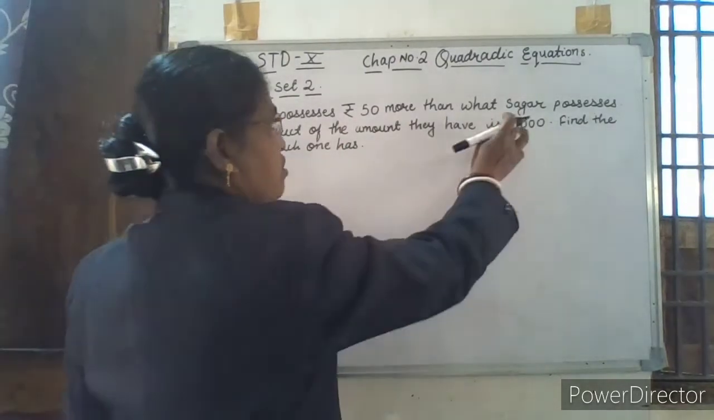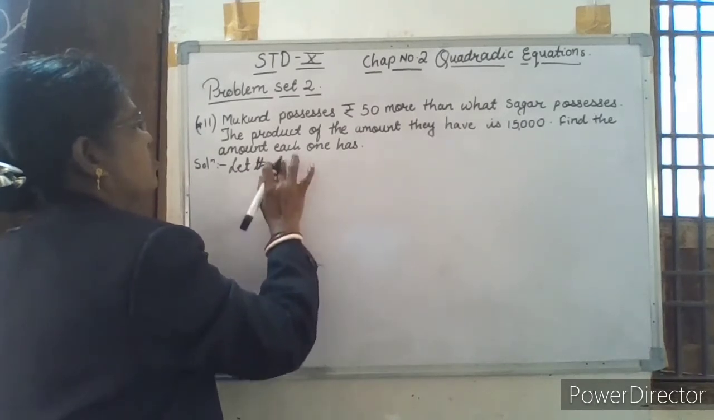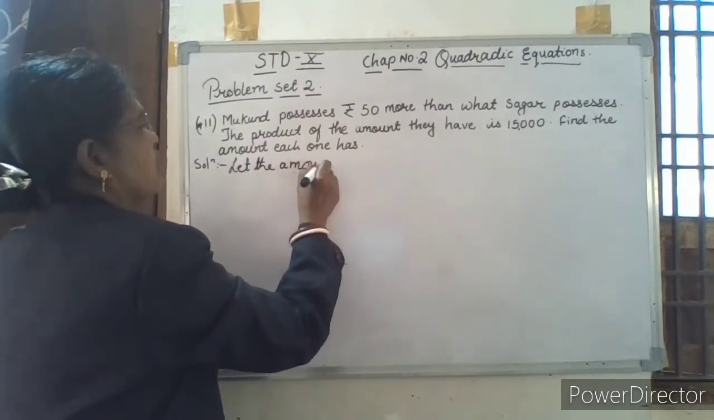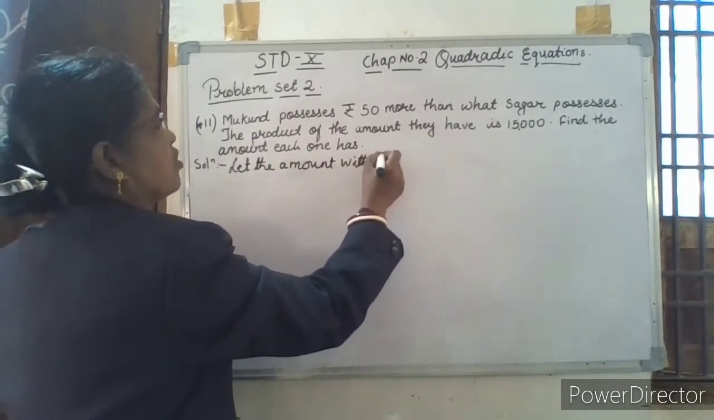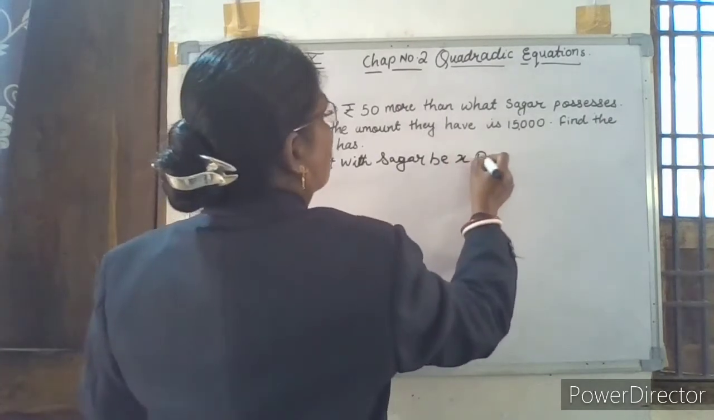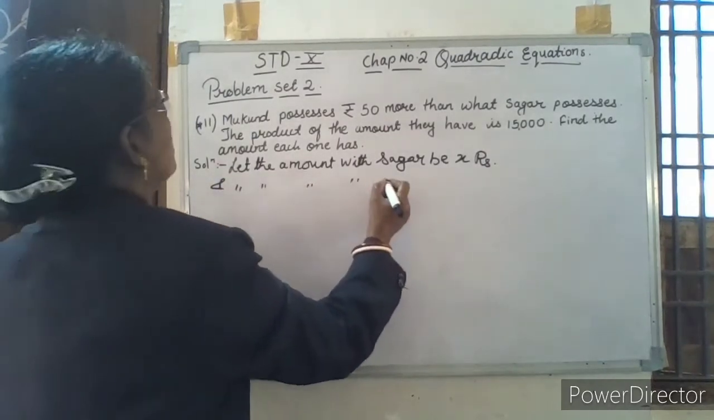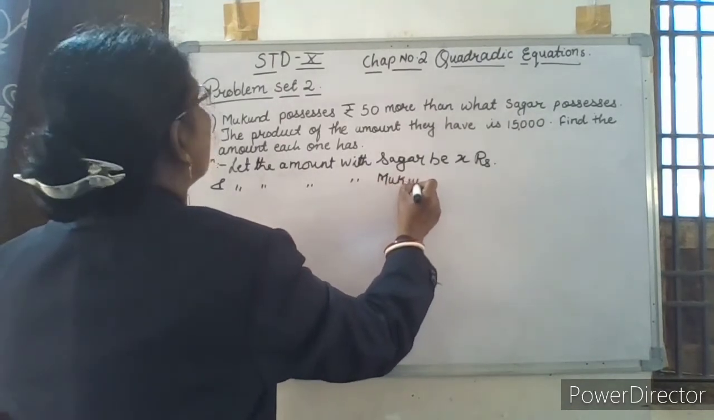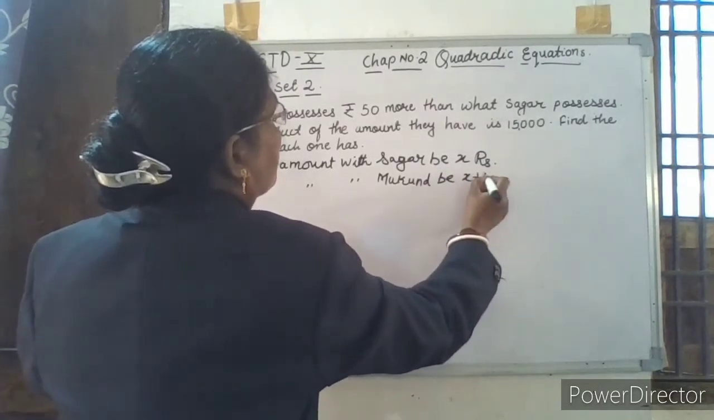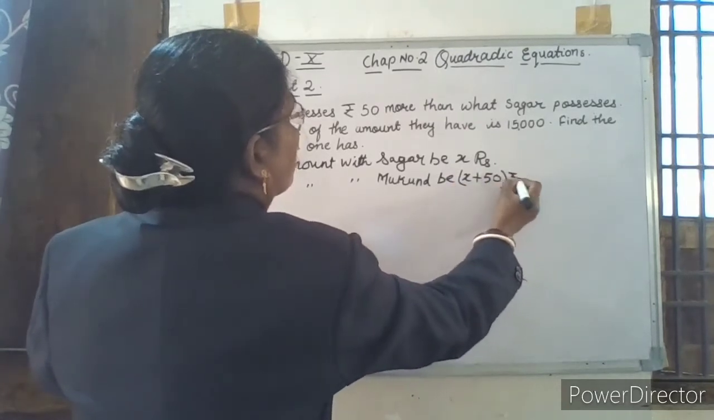So let us take Sagar is having less amount. Let the amount with Sagar be x rupees. In the same manner, let the amount with Mukund be, Mukund is having 50 more, x plus 50. This much rupees Mukund has.